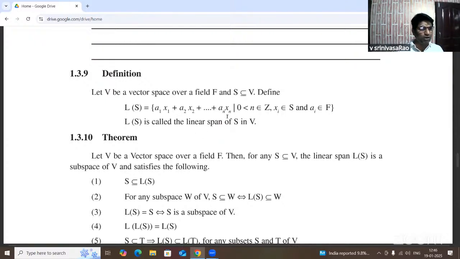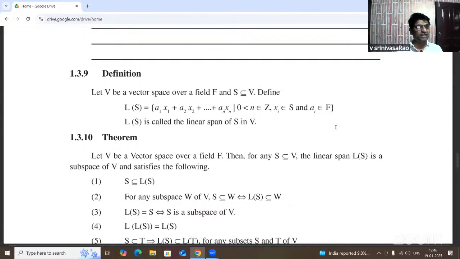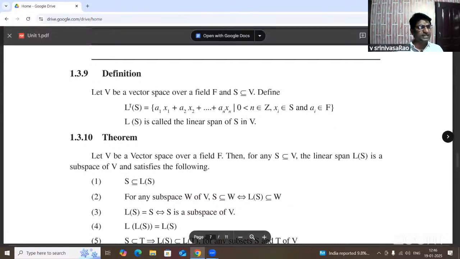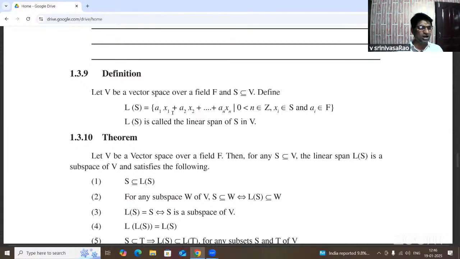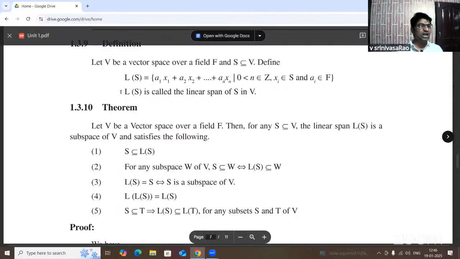Now all the xi elements are given in the subset, and all the ai elements, where i varies from 1 to n, are called the field elements. This linear span is denoted by L of S. Listen carefully, students, this is one of the important concepts, the linear span. The representation of the linear span is L of S.